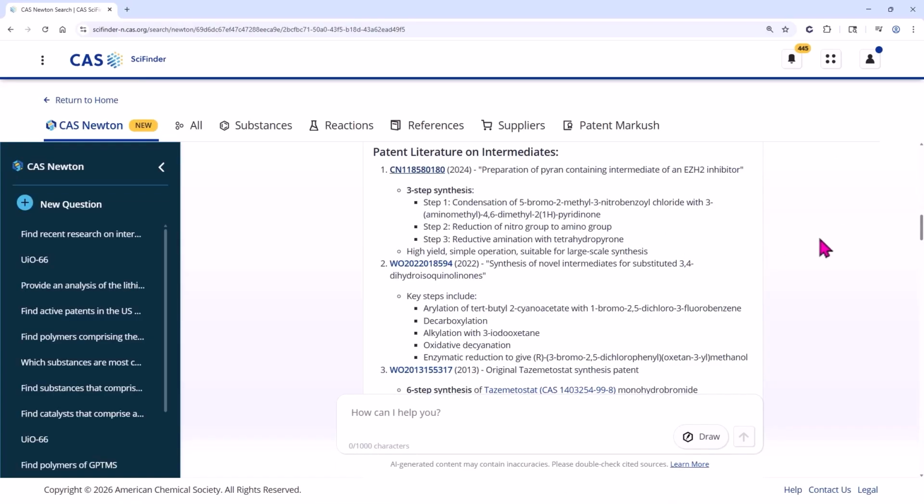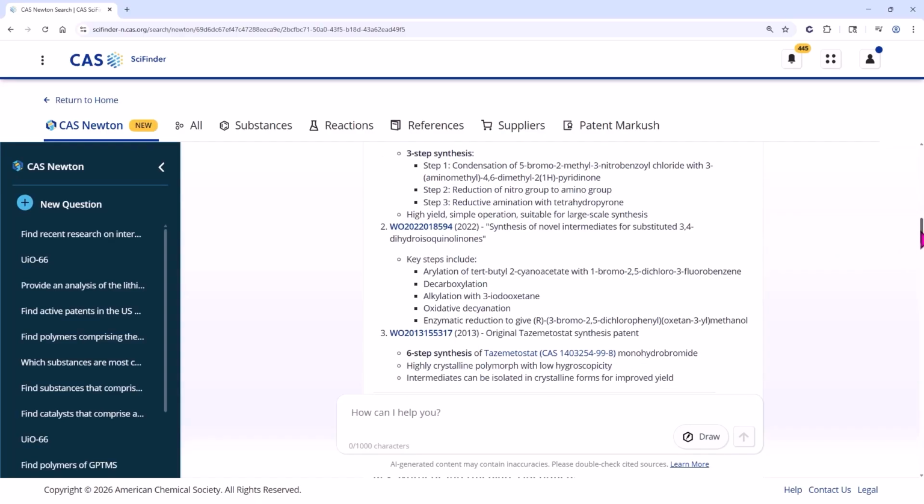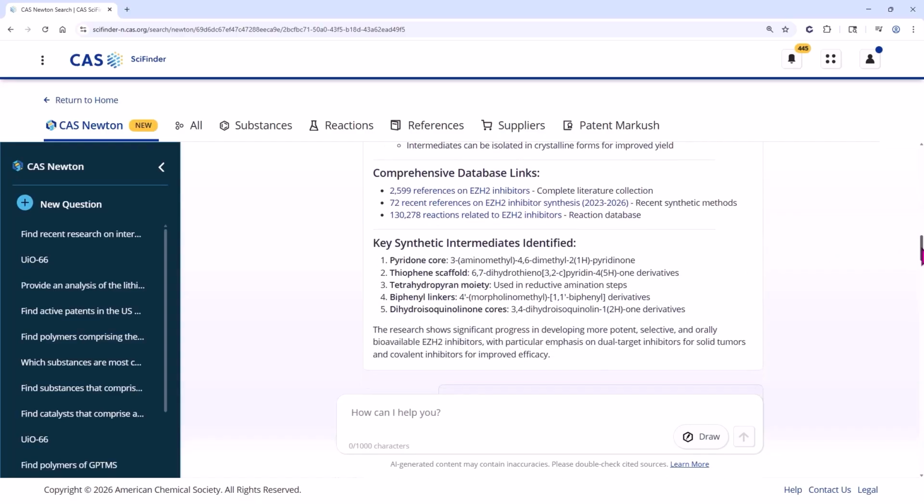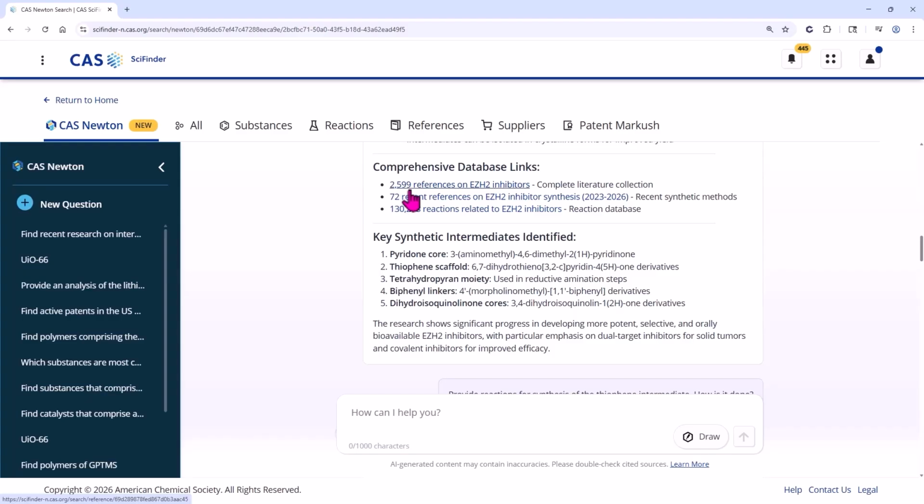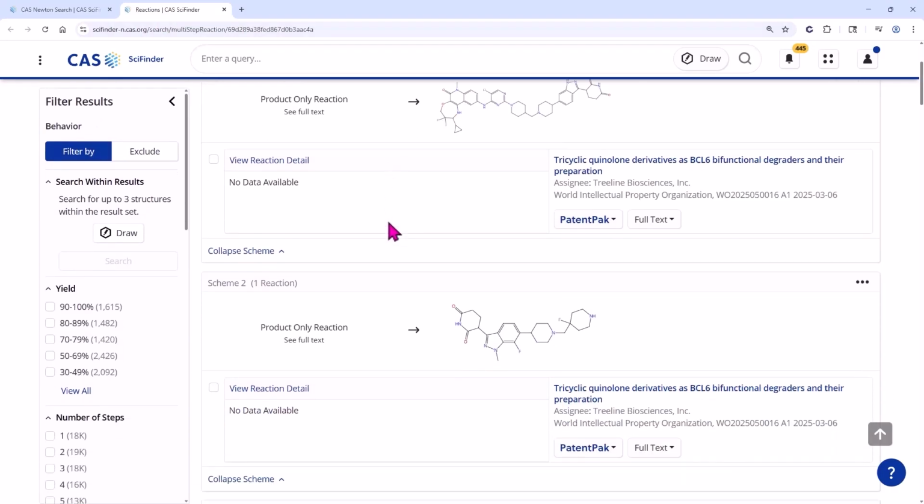Let's continue to look at this example. Scrolling past patents, Newton has provided to us comprehensive result sets found within SciFinder. So you could see it's given to us a complete literature collection, recent synthetic methods, and specific reactions as well from a collection of different publications that have disclosed syntheses.